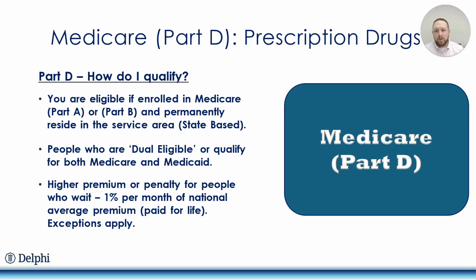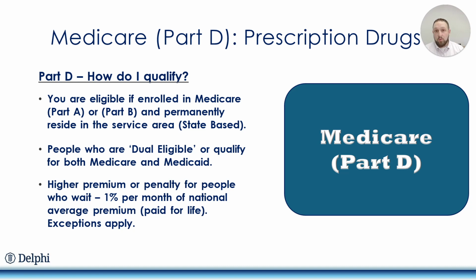There will be a higher premium or a penalty for people who wait, 1% per month of the national average premium. So what they do, each year they look at the prescription plans in total and they get an average cost of all of the plans that are available. And that is the basis of the penalty. So for every month that you go without prescription drug coverage past a 63-day limit, so you can only go 63 days without coverage before a penalty will start racking up.